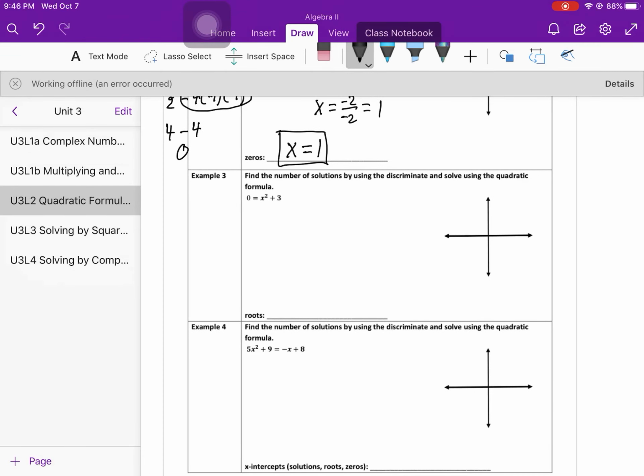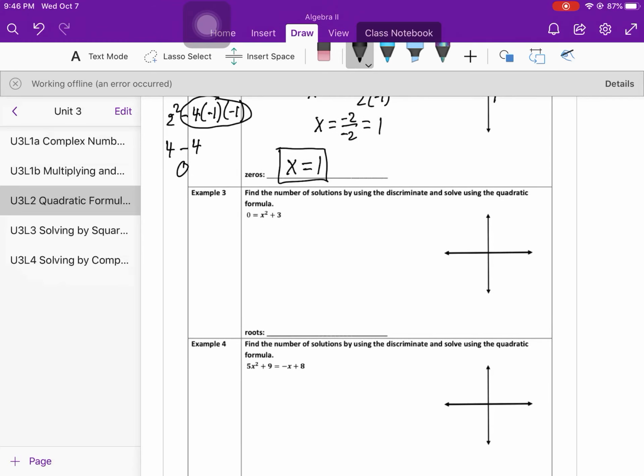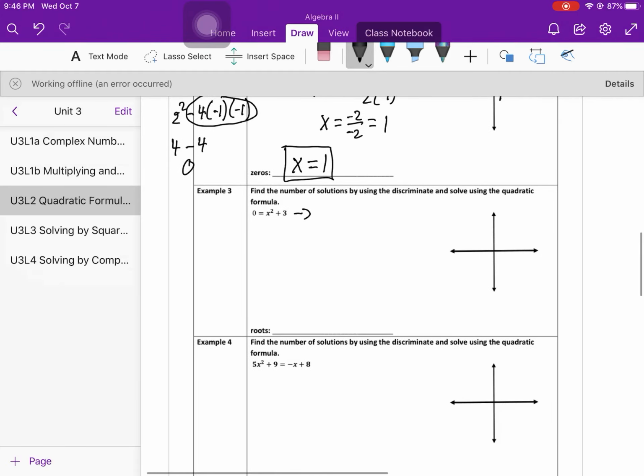All right, we got a few more here. Now this is an interesting one because if you look at it, it's 0 equals x squared plus 3. We're missing that middle term. So whenever we're missing that, we just assume that we're going to replace the coefficient. This is the same thing as 0 equals x squared plus 0x plus 3. We can still fill in the middle term with just a 0 there.